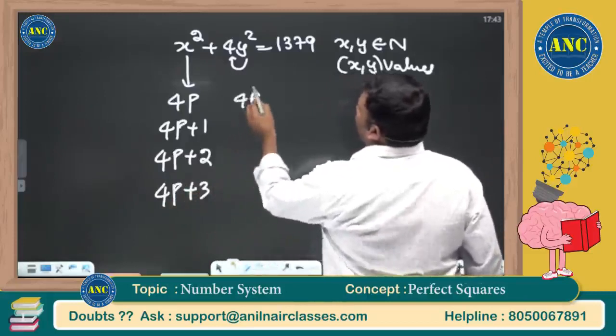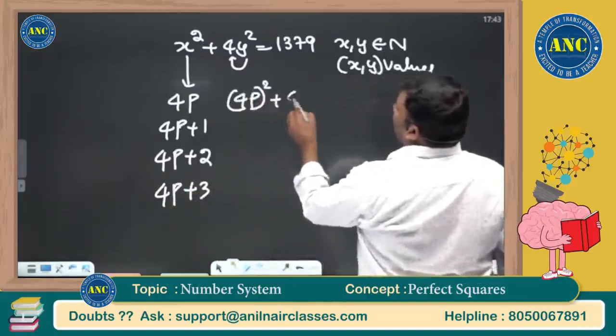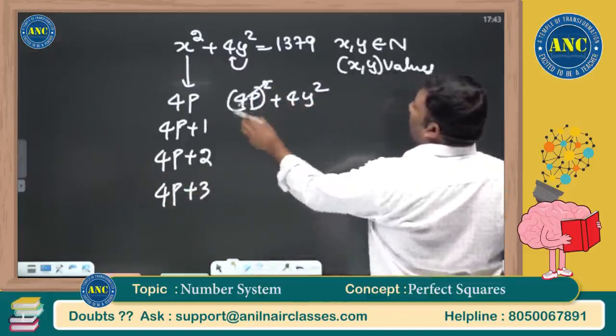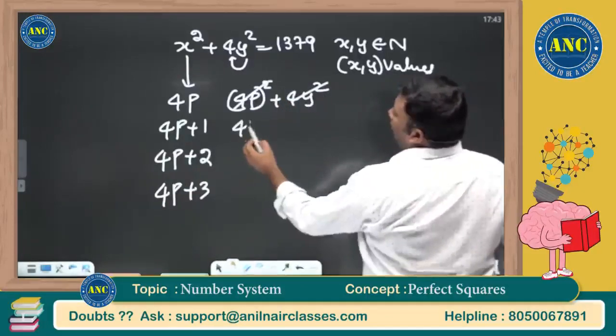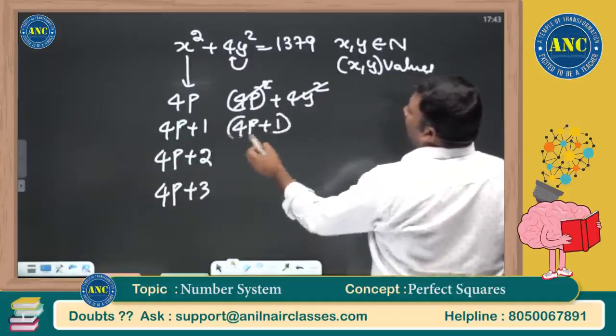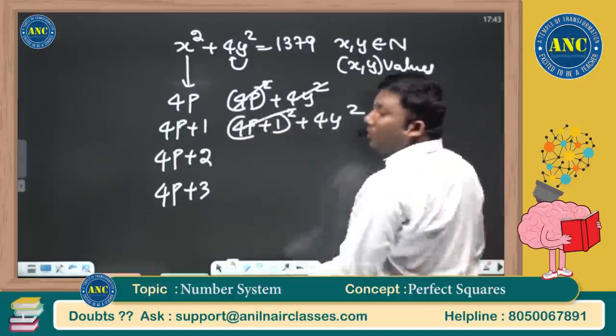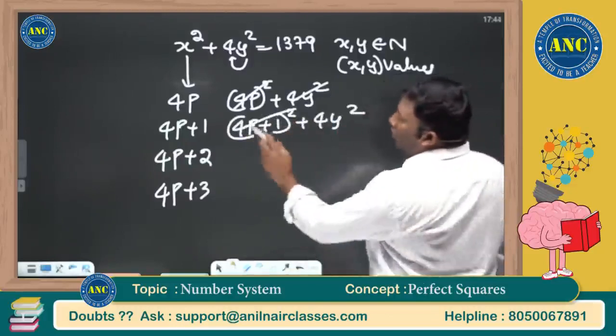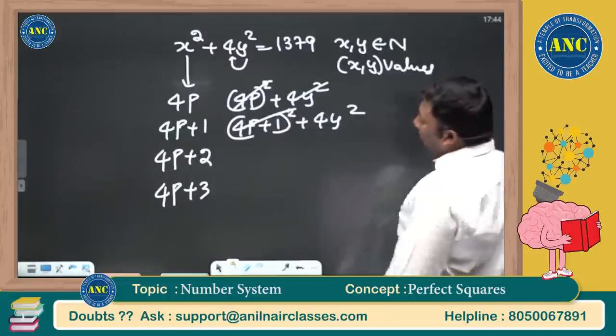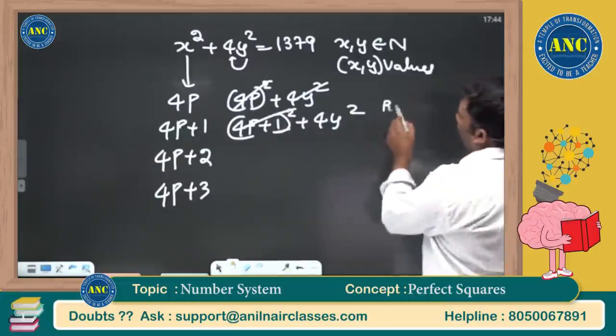These are nothing but 4p whole square plus 4y square, divisible by 4, divisible by 4. 4p plus 1 whole square. You don't need to write it. Just by looking at the question, you can say 4p square is divisible by 4, 2 into 4p is divisible by 4, remainder 1. Remainder 1 we got.